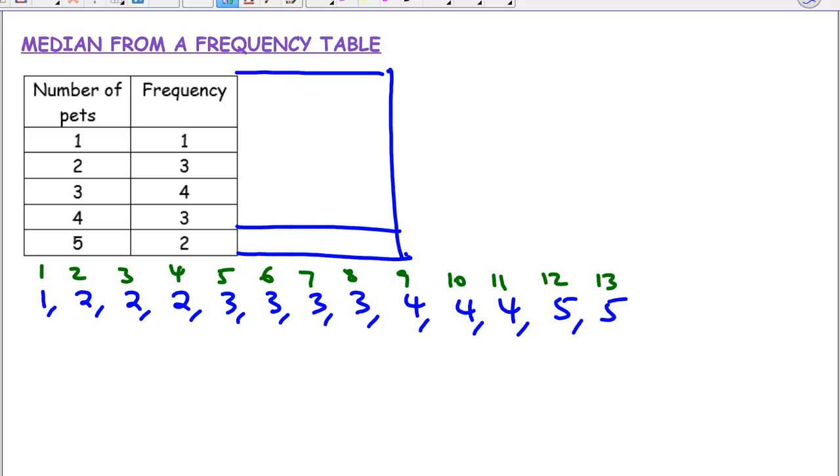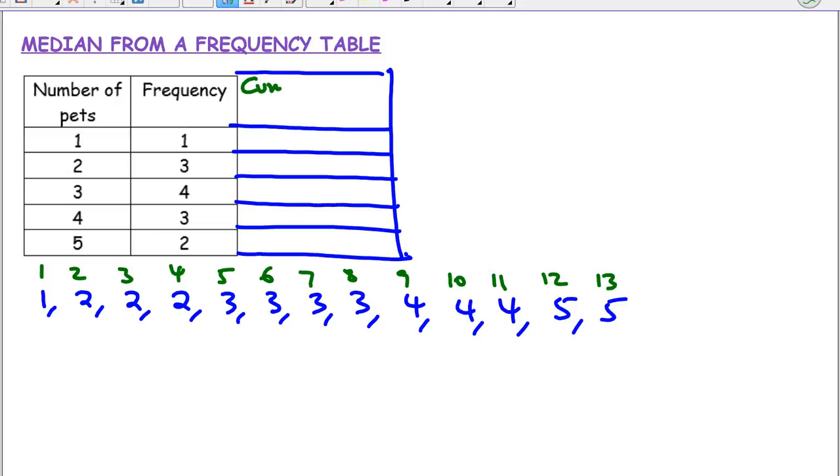Now, this column here, I'll give it a special name. I'll actually give it two names. The first name is the mathematical name. It's called cumulative frequency. Or you can just call it the running totals.